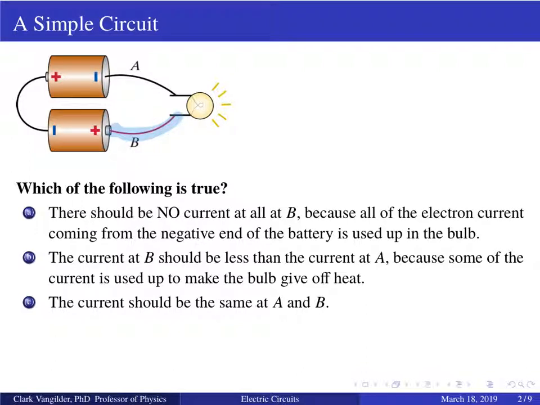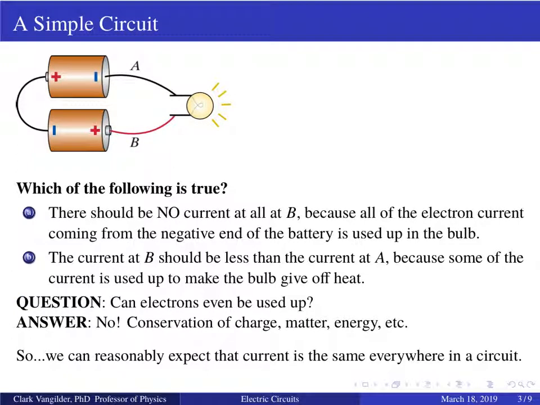Or B, the current at B should be less than the current at A because some of the current is used up to make the bulb give off heat. So think about water running around in a closed system and turning, say, a water wheel. Do you lose water? No, unless you got a leak somewhere. But there's a certain amount of energy that gets transferred to that wheel that you have to keep adding back to your water system. Or should the current be the same at A as it is at B?